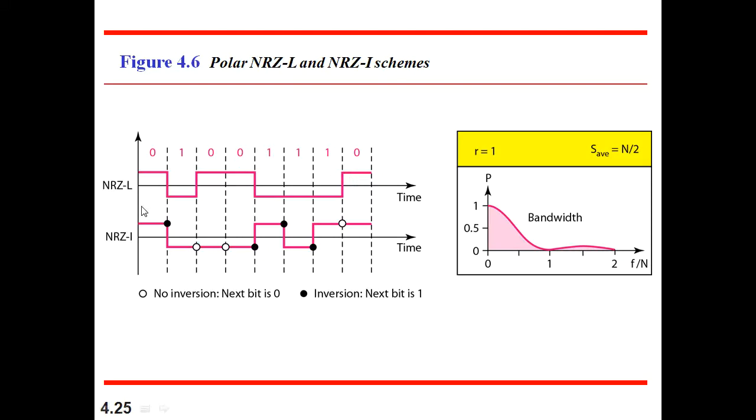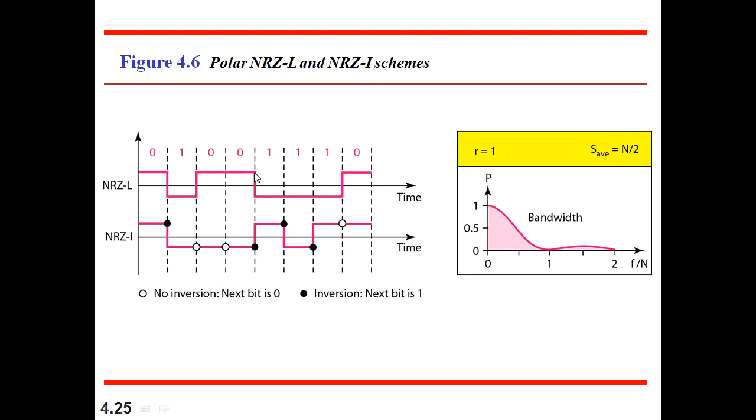How this NRZL will work, we'll see. It is starting from the positive voltage and it is moving towards the negative voltage. Next we have the one input symbol, so it is moving from negative voltage to the positive voltage. And next we have the zero, same, it is moving horizontally from positive voltage to the next positive voltage.